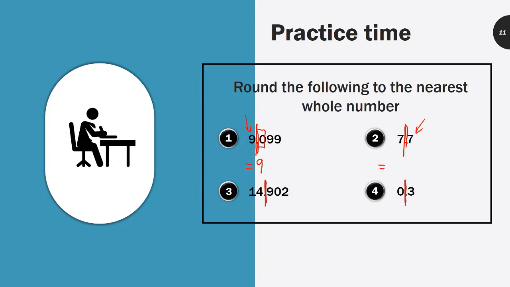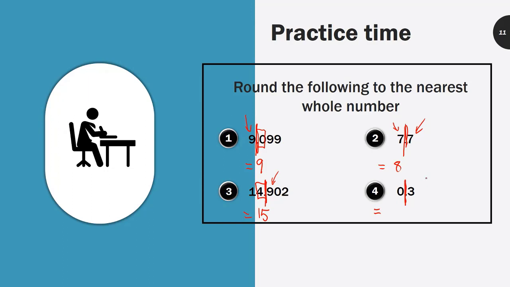For my next one, my critical digit is a 7, which is between 5 and 9, which means that the number to the left of the line needs to go up by 1, okay, and it becomes 8. My next one here, I've got a critical digit that is a 9, so that means that my digit on the left needs to increase by 1, meaning that my answer is 15, okay?